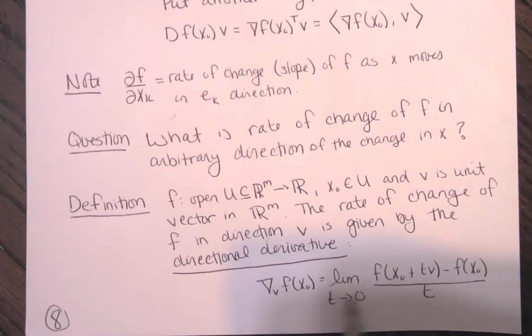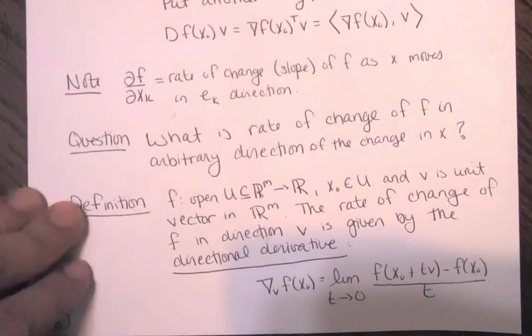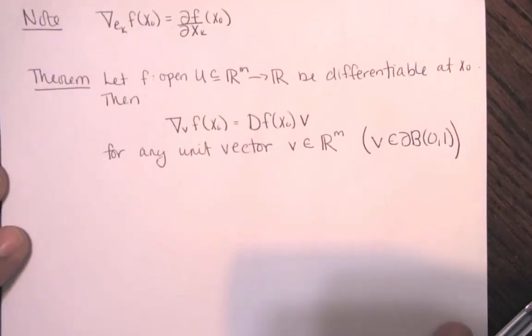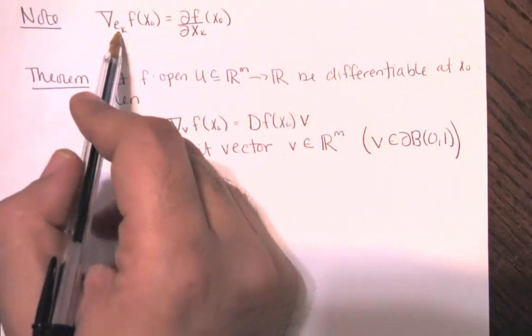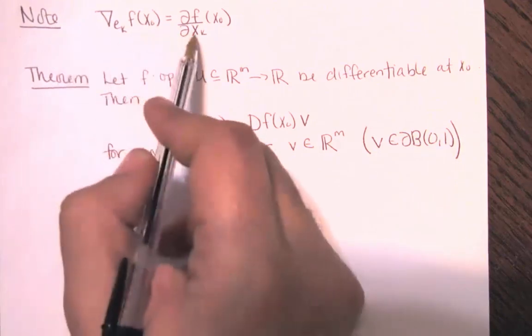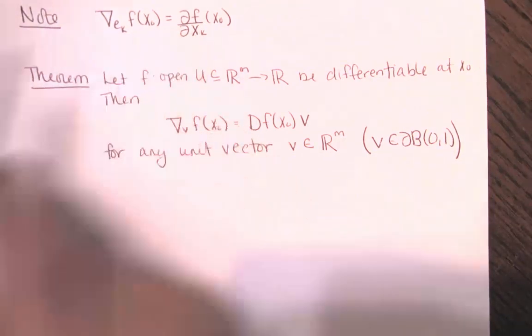And it's defined very similarly to how we define a partial derivative, but instead of going in a canonical basis direction like ek, we're going in the direction of v. Otherwise, the definition is exactly the same, and we use this notation to express it. By the way, the directional derivative in the direction of ek is just the partial derivative with respect to xk.